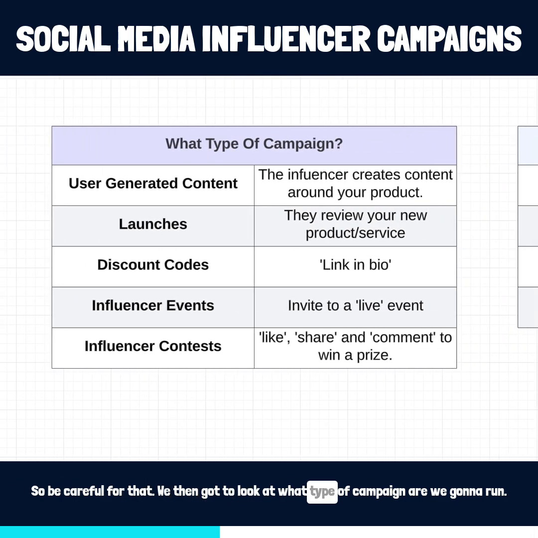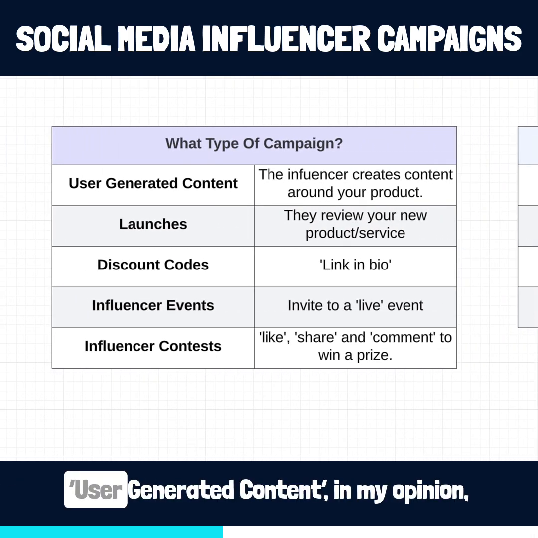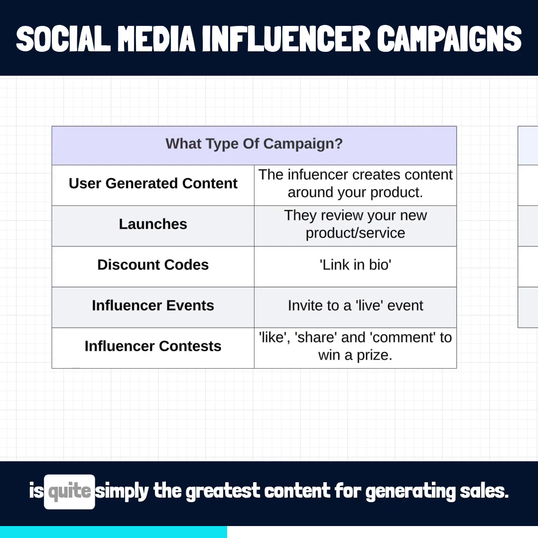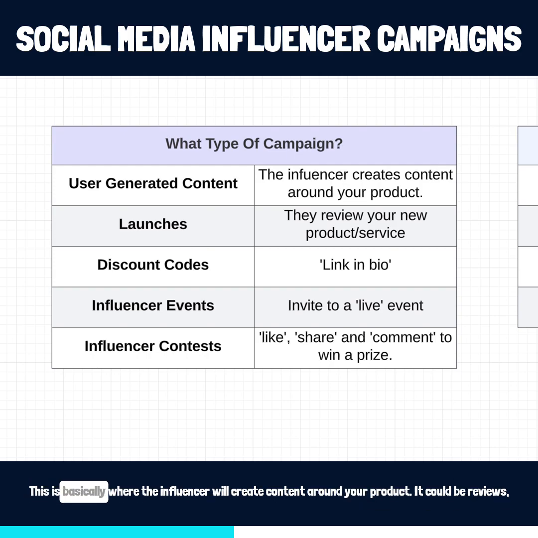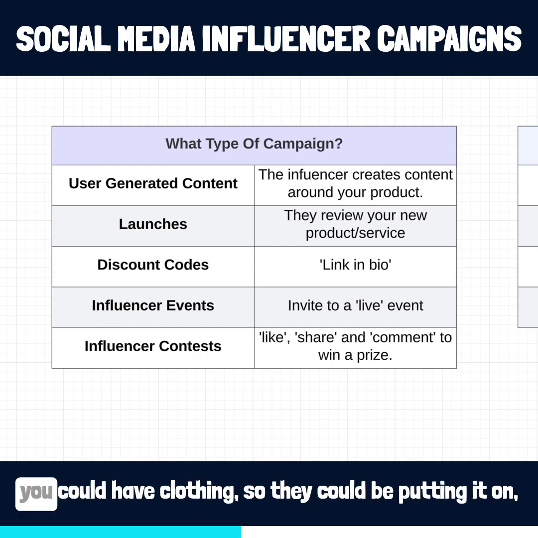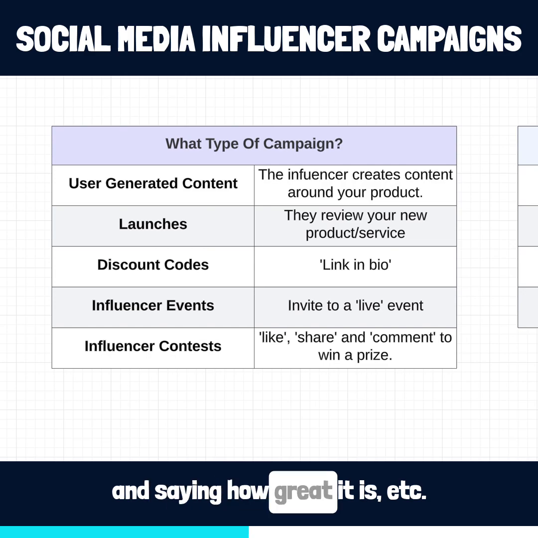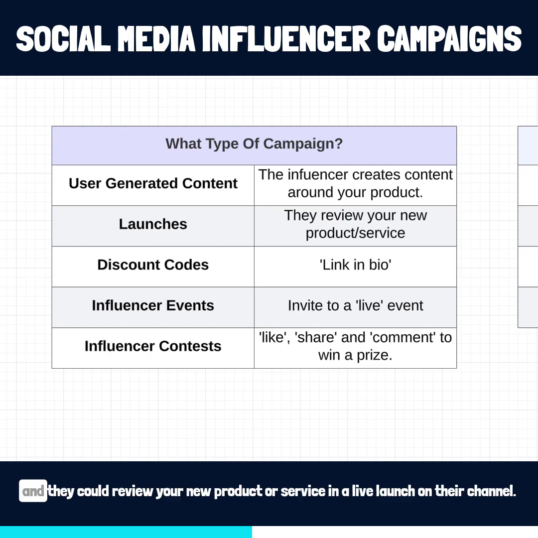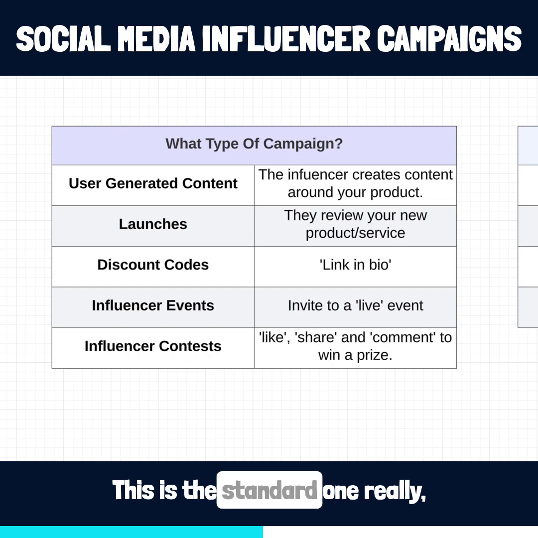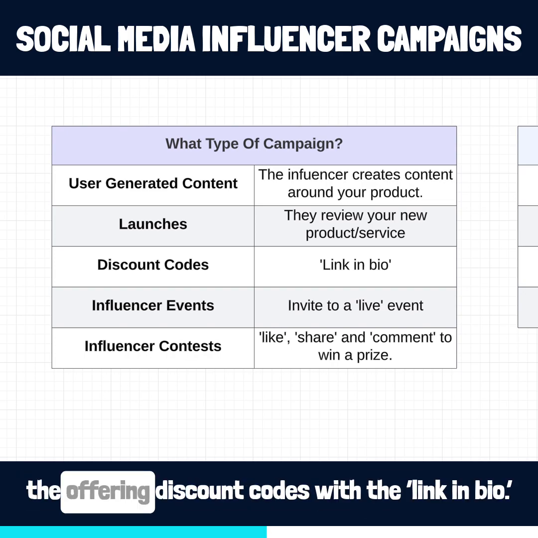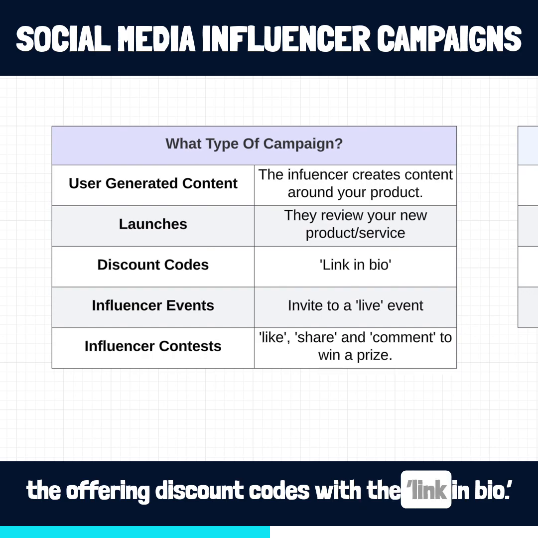We've then got to look at what type of campaign we are going to run. User generated content, in my opinion, is quite simply the greatest content for generating sales. This is basically where the influencer will create content around your product. It could be reviews, you could have clothing, so they could be putting it on and saying how great it is, etc. You could then do a launch, and they could review your new product or service in a live launch on their channel. This is the standard one, really, offering discount codes with the link in bio.